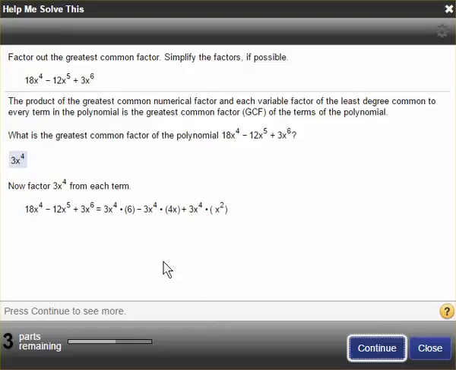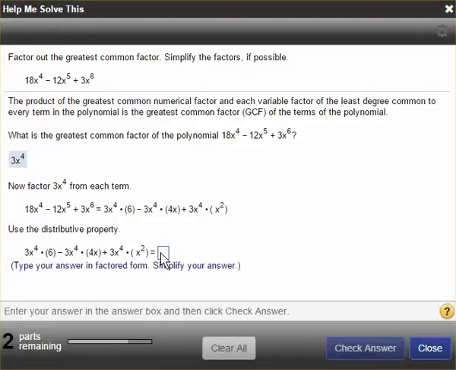So to check to make sure I'm on the right track, I'm going to go back and multiply these two things and see if I don't get the original term. So if I take 3x to the fourth times 6, I'll get 18x to the fourth. Good. And if I take minus 3x to the fourth times 4x, I'm going to have minus 3 times 4 is -12. And then x to the fourth times x is x to the fifth. So that works as well. And then the last term, I'm going to have a 3 and then an x to the fourth and an x squared. Let me add those exponents. I'll get x to the sixth. That looks perfect.